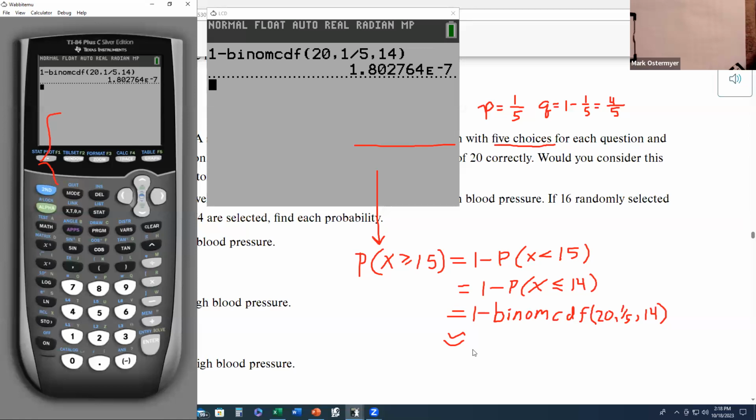If you write that in decimal notation, do you agree we'd have to move that decimal point 7 places to the left? That's going to be 0 point, and there are going to be 6 zeros here: 1, 2, 3, 4, 5, 6. And then finally, we hit the 1/8. That's a very small probability of guessing at least 15 of these 20 questions correctly. Is everybody understanding how we compute that probability using the binomial CDF function and the complementary probability rule to save tons of time?